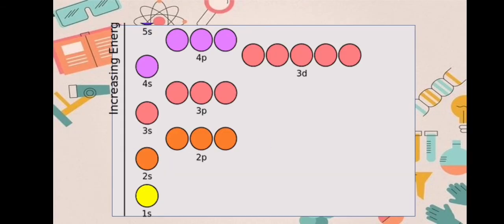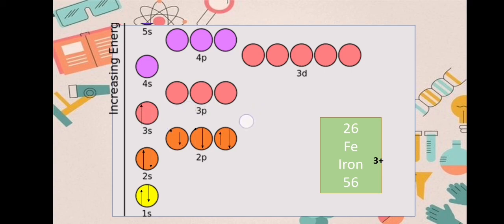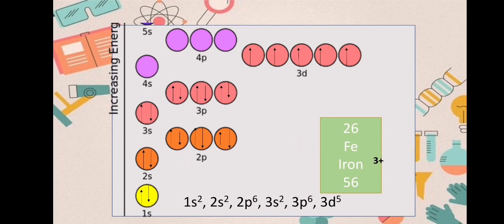And then the last one that I'm going to do is iron. We're going to give it a 3 positive charge, so 3 electrons have been lost. So we've got 23 electrons to distribute. So we've got 1s, 2s, 2p, 3s, 3p, and vice versa. We're not going to put them into 4s because we gain there first, but we also lose there first because of the energy. So the remainder would go in here into 3d. And that would be the electronic configuration for that.